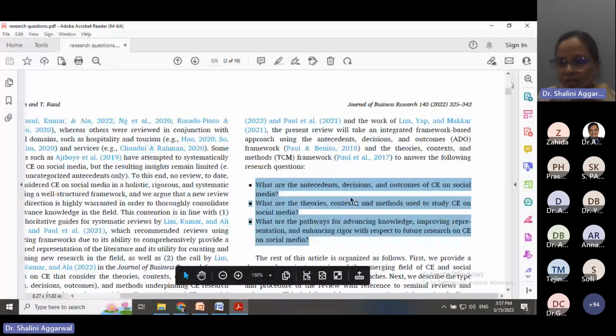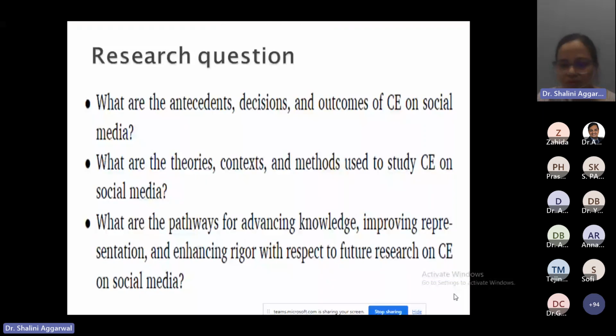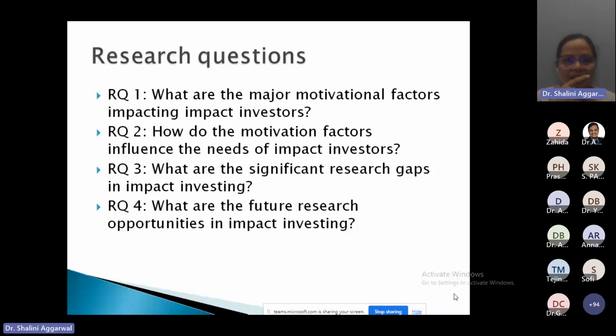So let me take you to another slide of mine. Okay, so this is my paper. This is not my paper. There is one more paper. Okay, this is my paper. I have written a paper on impact investing.